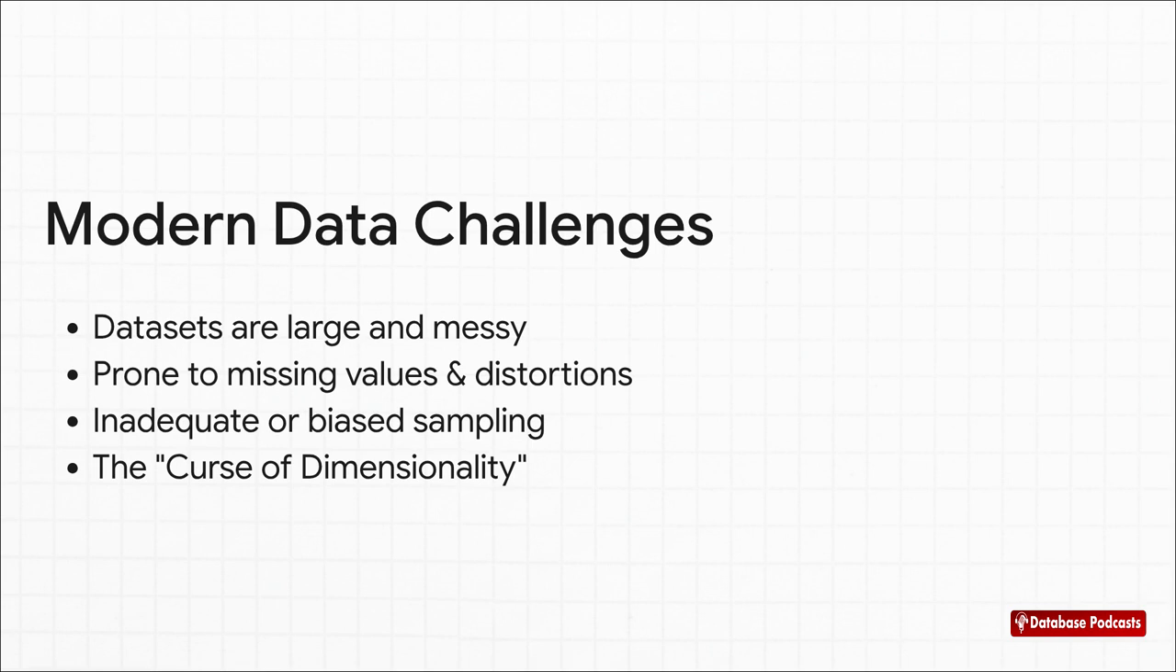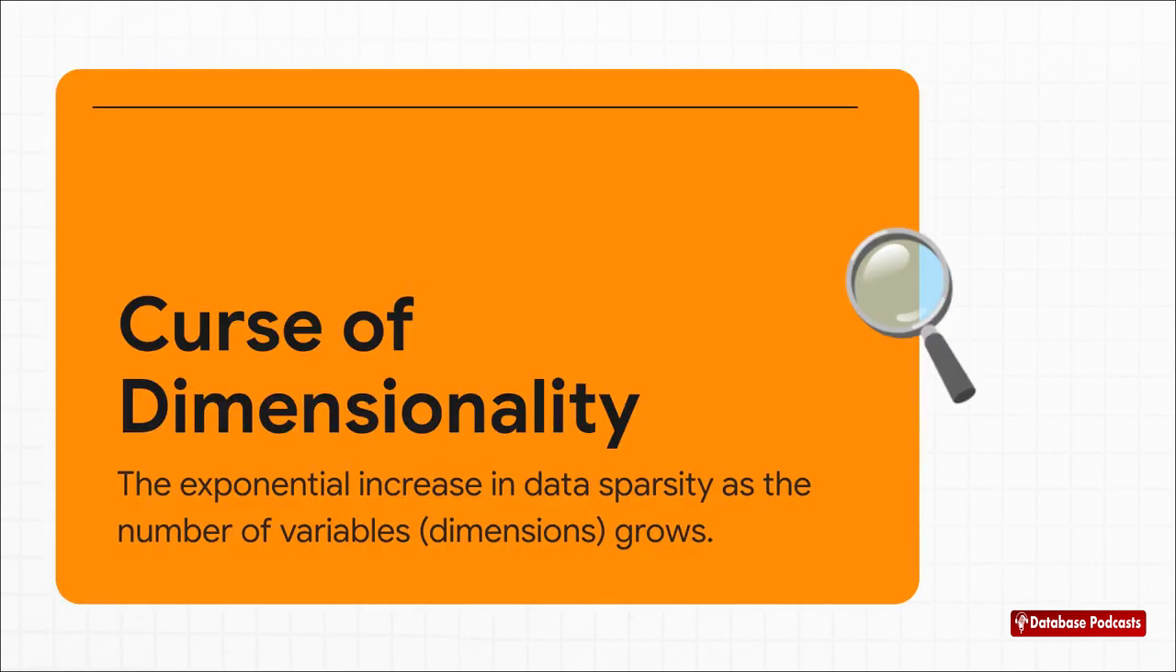And on top of all that, we've got to deal with this really tricky thing called the curse of dimensionality. So what is that? Well, here's what makes it so tough. When you add more variables or dimensions to your data, the problem doesn't just get a little bit harder. No, it gets exponentially harder. The space your data lives in just blows up, and your data points get incredibly far apart from each other. Think about trying to find a needle in a haystack. Now imagine that haystack is the size of the entire solar system. That's kind of what the curse of dimensionality feels like.